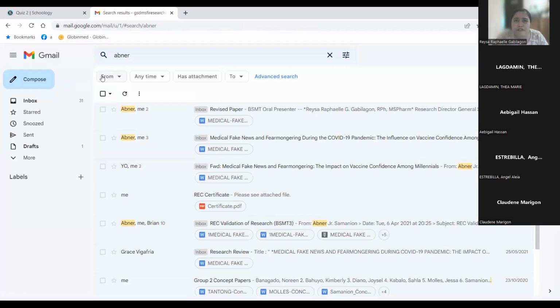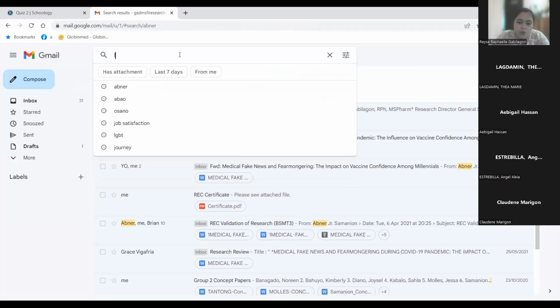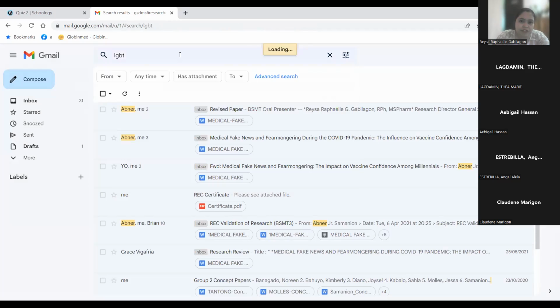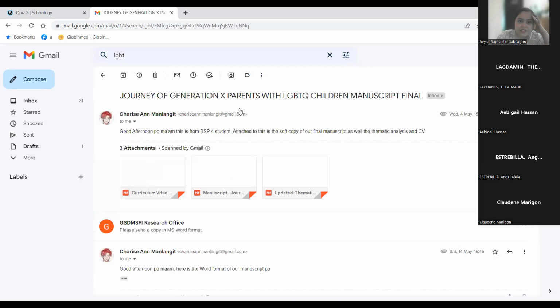This is true for all quantitative research, both experimental and descriptive research. Pero paano kung qualitative? I don't know if merong nag-propose sa inyo ng qualitative research, but this is an example of a qualitative research. Though this is not a study of the medtech students. Study ito ng mga psych. So, journey of generation experience with LGBTQ children.